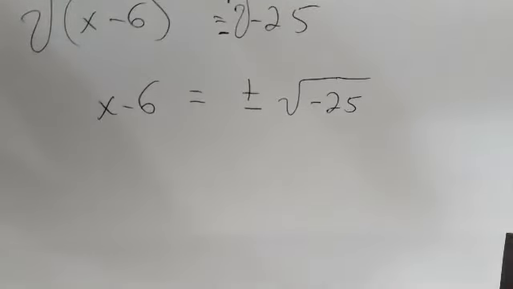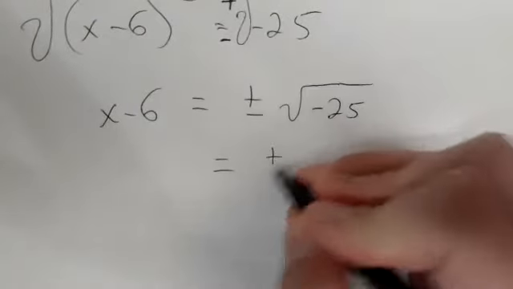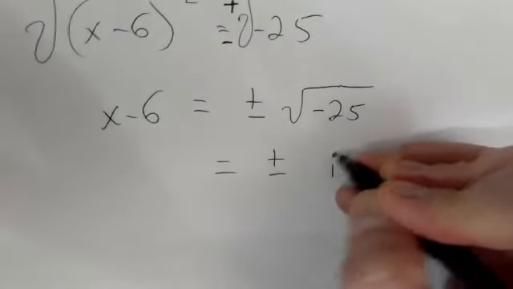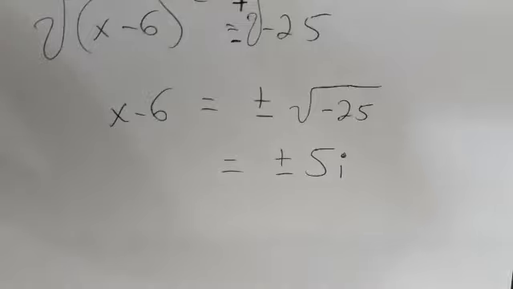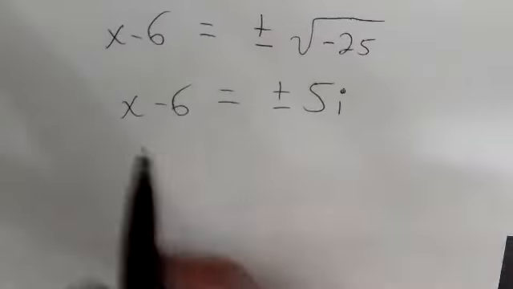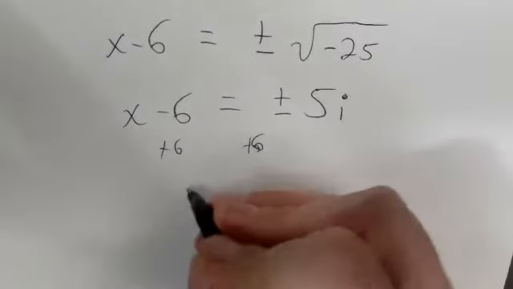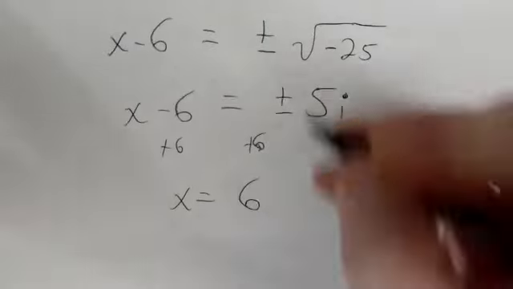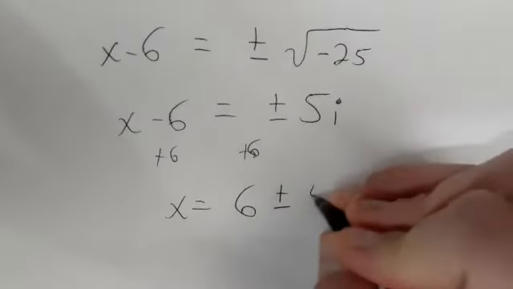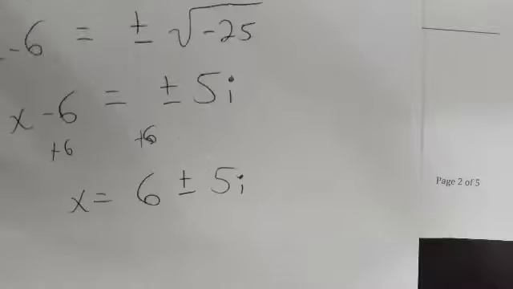This thing over in here, I can clean up. This is 5i. So plus or minus, I take out the negative, it's an i, and I take out the 25, it's a 5. Then x minus 6 equals this thing. I'm going to have to add my 6 over. So x equals 6 plus or minus 5i. That is a complex number, but we can do it, and this is what I get for my solution.